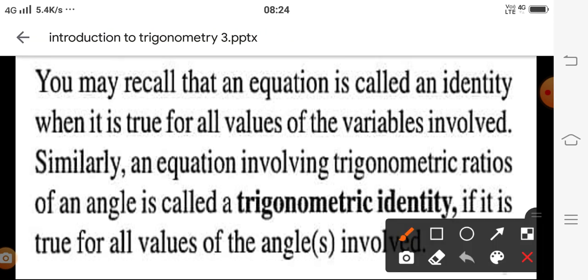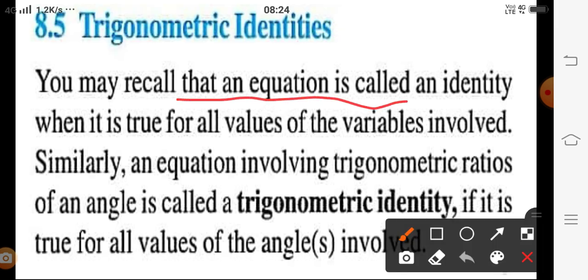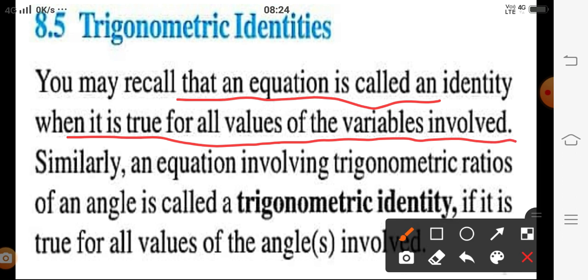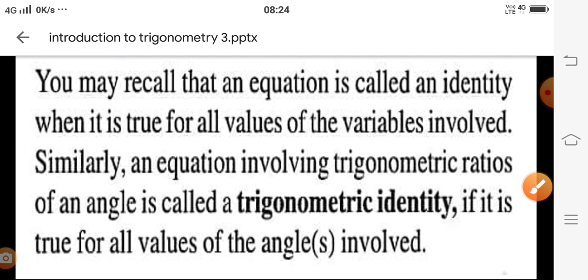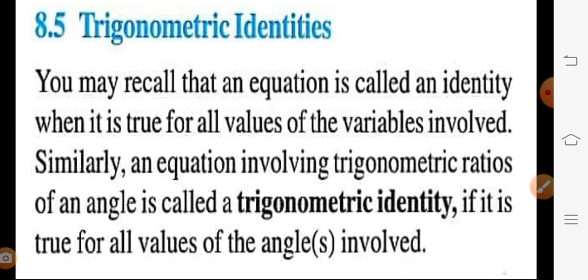If you are taking any equation, then that equation we call an identity when it is true for all values of the variables involved. An equation involving trigonometric ratios of an angle is called a trigonometric identity. Means in an equation, if we are getting the trigonometric ratios, the T ratios, then we call that a trigonometric identity. And it is true for all the values of the angle involved in that. Means the same angle you are getting when you are solving the question.